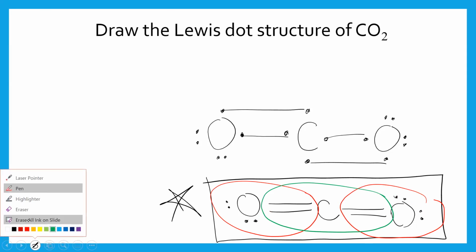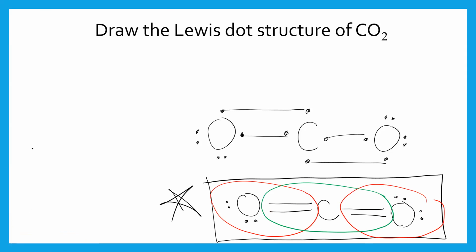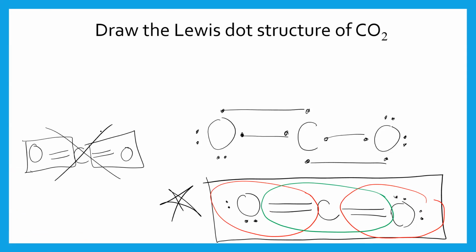Okay, here's some weird things I sometimes see with this one. Sometimes people do this, and they forget to put the pairs back. If you checked it, this oxygen only has 2, 4, and this oxygen only has 2, 4. So that's wrong. You forgot the pairs on the outsides. Sometimes I see something like this.